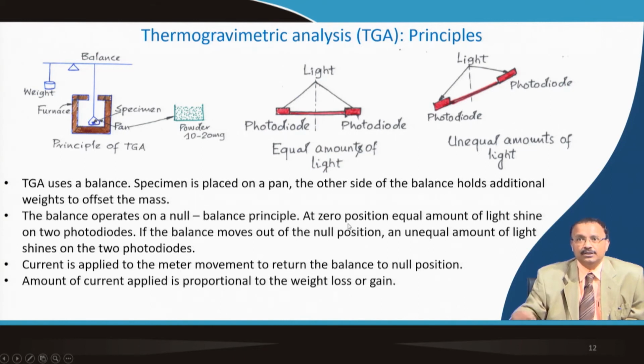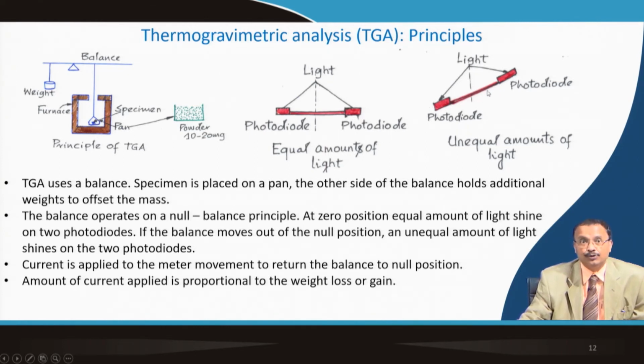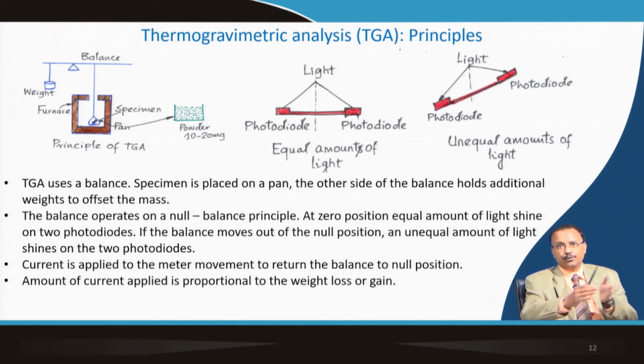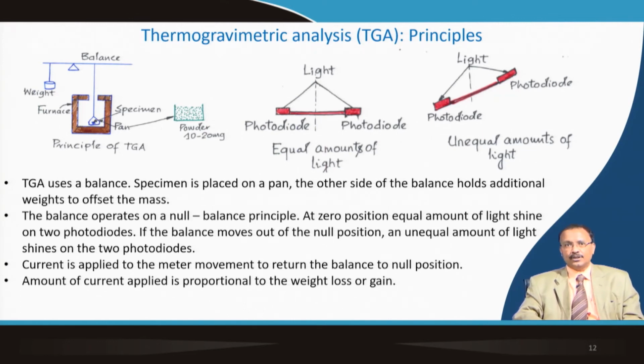At the zero position, an equal amount of light shines on two photodiodes, and if the balance moves out of the null position, an unequal amount of light shines on these two photodiodes. So, a current is applied to the meter, so that the movement returns the balance to the null position. The amount of this applied current is in fact proportional to the weight loss and weight gain. That is the principle that is followed in commercial thermogravimetric instruments.